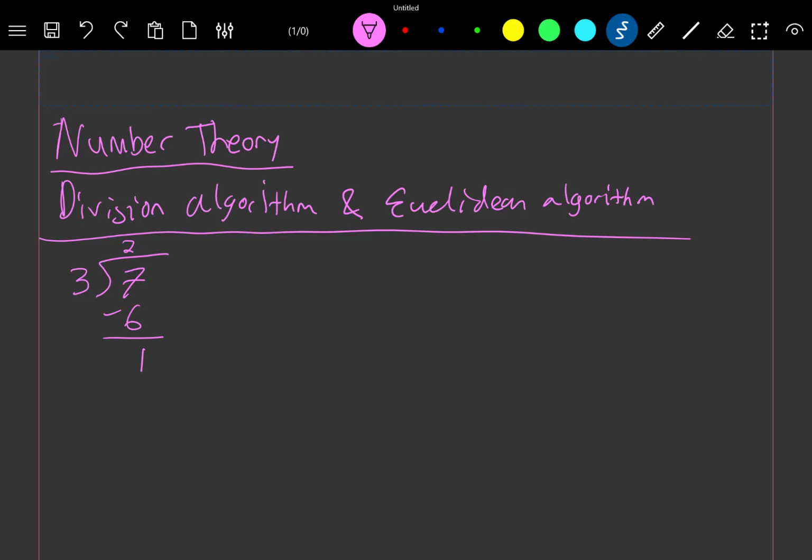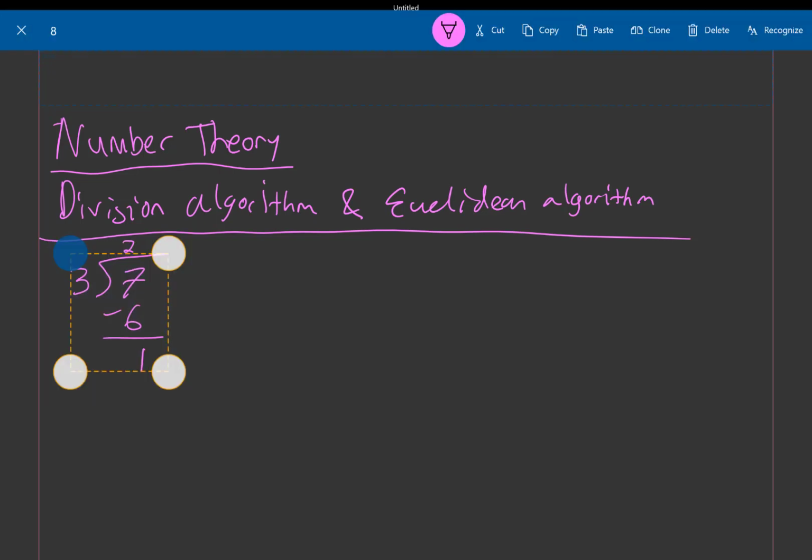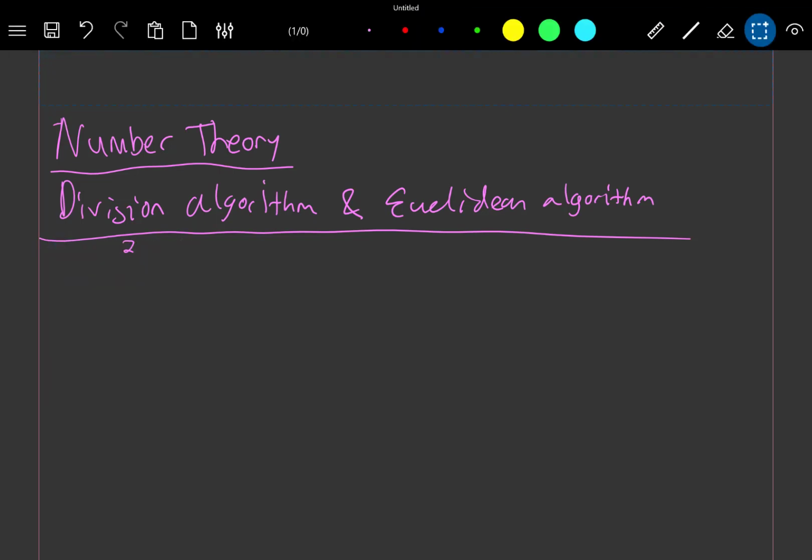And that is exactly what the division algorithm says and how we will be using it. But how do we know this works? So let me tell you what the division algorithm is.